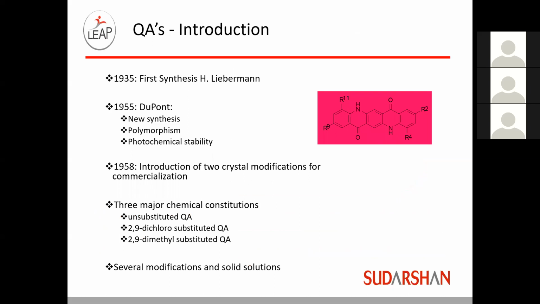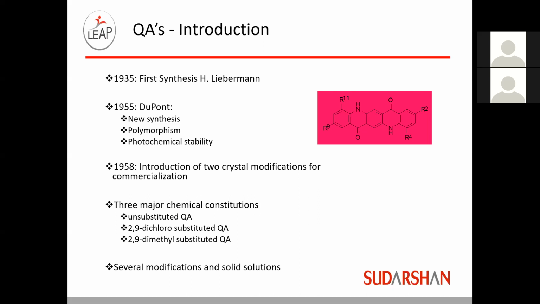Quinacridones were first synthesized in 1935. However, it was in 1955 that DuPont established some new synthesis methods that made them more viable for commercial production processes. They also identified the polymorphism that exists and established their photochemical stability properties. In 1958, they were able to isolate and identify the two crystal structures for commercialization of the violet 19s.